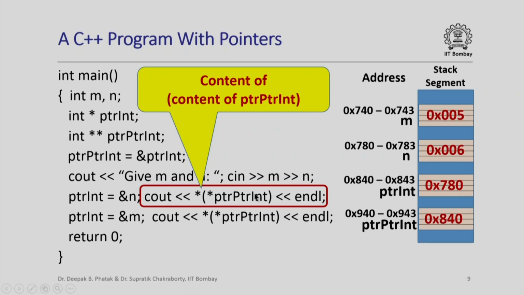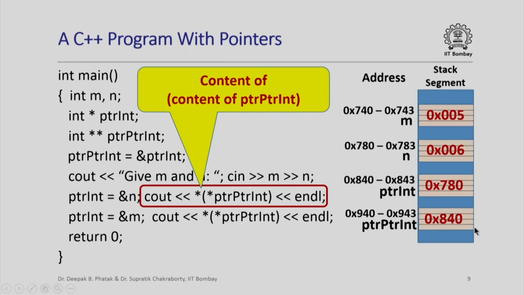So what am I asking the computer to print out? I am basically asking the computer to print out the content of pointer pointer int. Remember, the star is the content of operator. So I am saying please print the content corresponding to this outer star, and content of what? Inside the parenthesis I have another star operator. So it is the content of pointer pointer int.